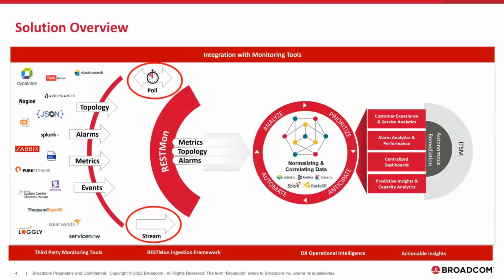Polling integration is when the RESTMon polls third-party REST endpoints at a periodic interval. This type of integration is comparatively more complex than the streaming ones, but allows you to get a broader spectrum of data, such as topology and metrics from third-party tools, when the data source doesn't provide a direct interface for this kind of data.